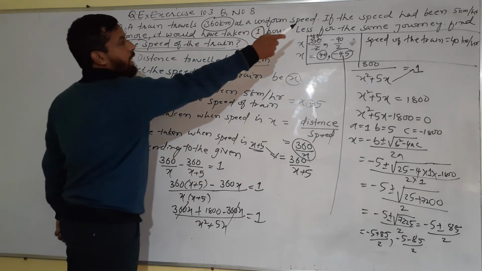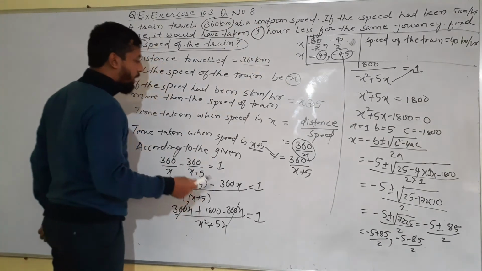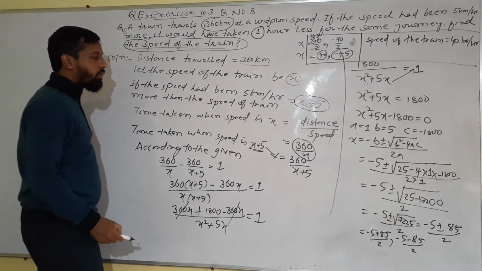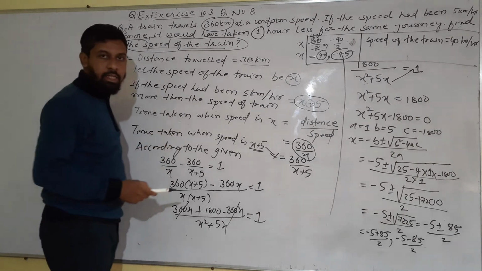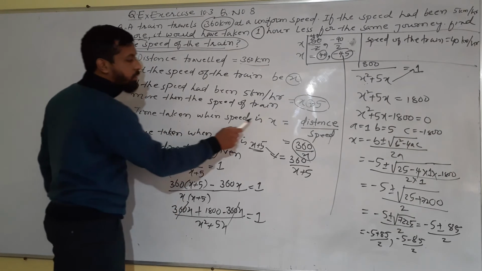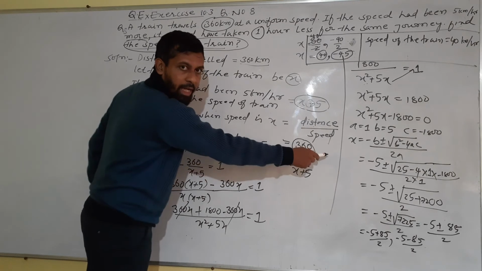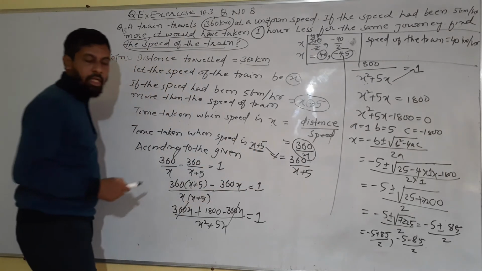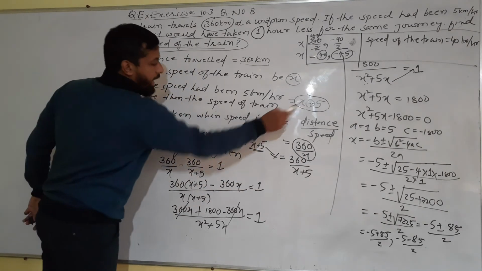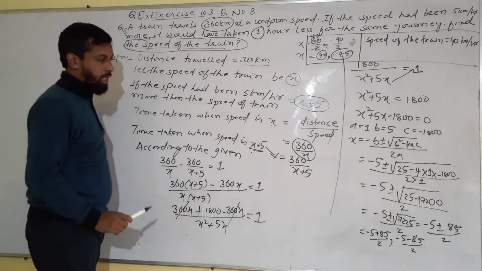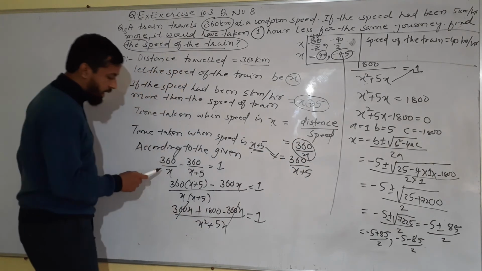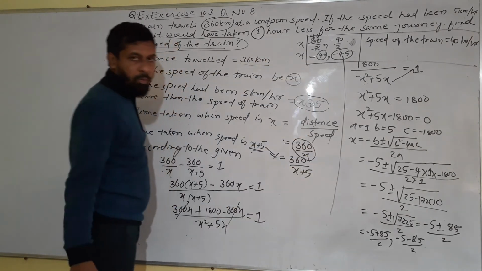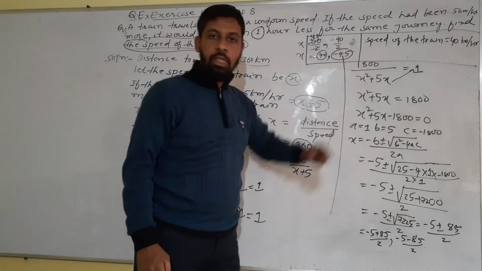Then what is given in the question? When the speed is 5 km more, then the speed will be x plus 5. Then time taken: we know time is distance divided by speed. Time taken when speed is x: time is distance by speed, distance is 360 divided by speed x. Now time taken when speed is x plus 5: 360 divided by x plus 5. This is greater. That's why we have written this first minus this one is equal to 1. This is how we have to solve the problem, and we got the answer as 40 km per hour.